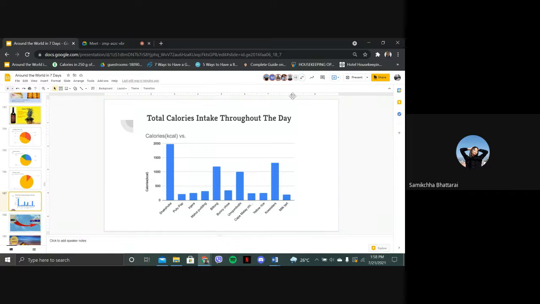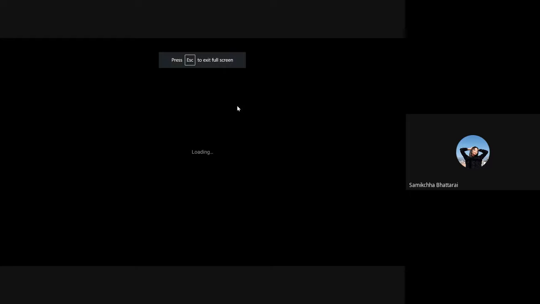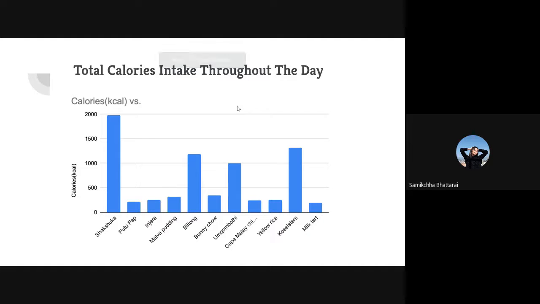Thank you so much. As you can clearly see on the chart on your screen, the total calorie intake throughout the day. Here is written the calories of what we had, shakshuna being the highest. It reaches almost 2000, with koeksisters being the second highest, and biltong being the third highest. These were the calorie intakes we had in South Africa. Now, that being said, I would like to hand over the responsibility to the next day's coordinator.